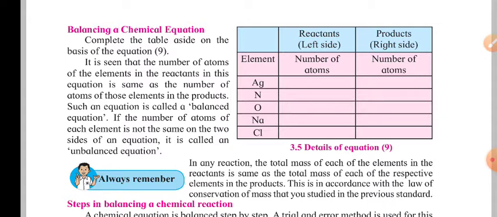On the left hand side we write the reactants and on the right hand side we write the products. So the number of atoms of each and every element on the left hand side should be equal to the right hand side, because the number of atoms cannot change. Only the chemical bond between the different atoms is changing. So the number of atoms should be equal for each and every element.